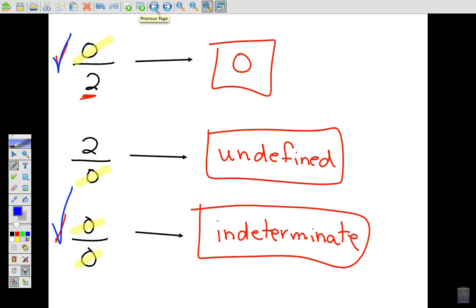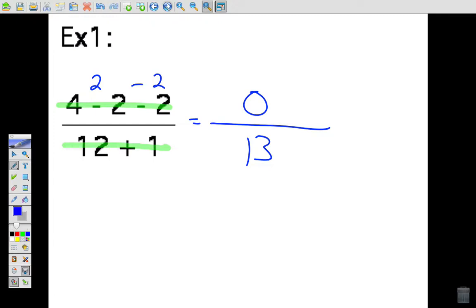So I have 0 over a number, okay? And again, I've just used 2 as a number, but it can be any number. So our answer in this particular case then is 0. This is our answer. This is not. Okay, where I drew the arrow, that's how we get our answer. So the answer to this problem is 0.